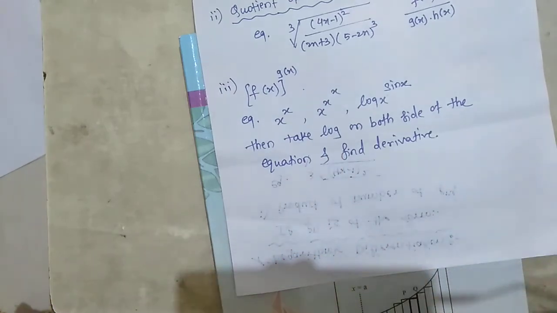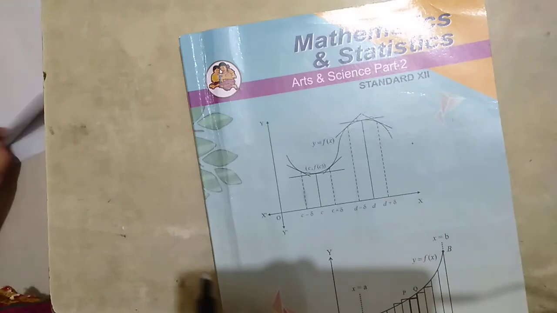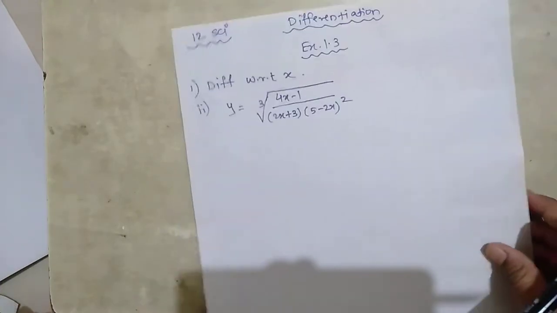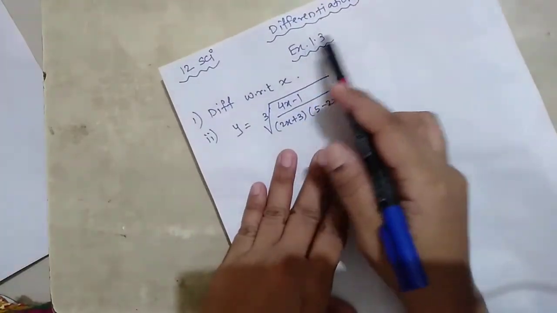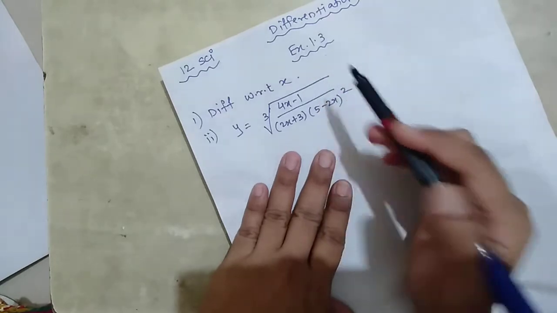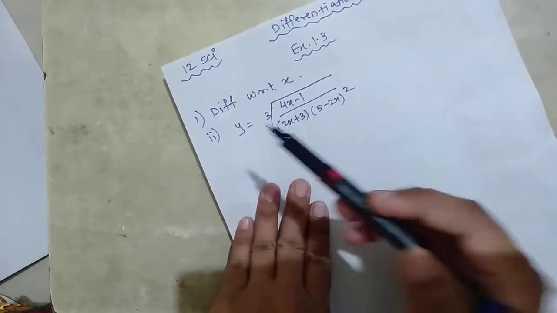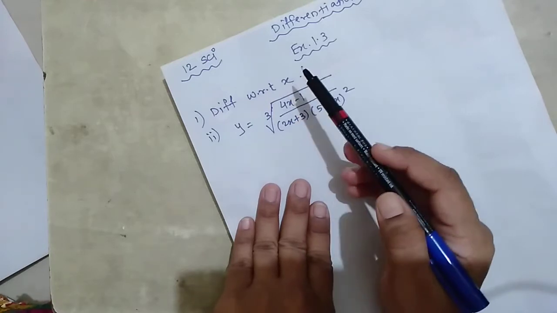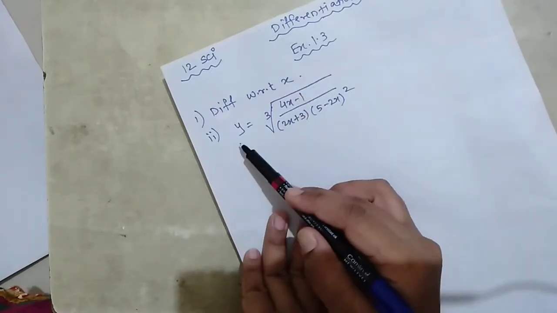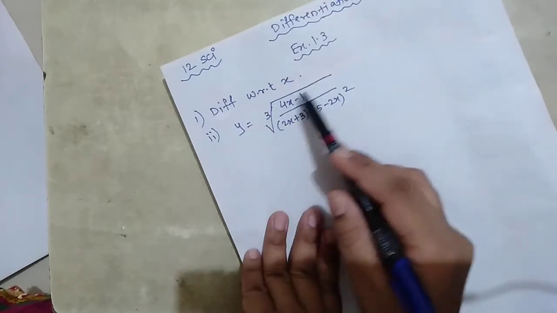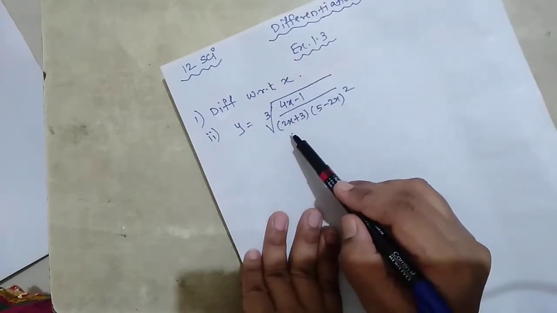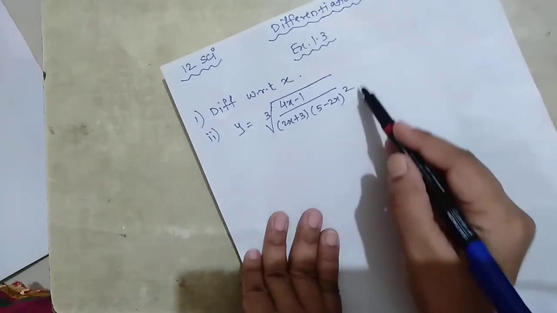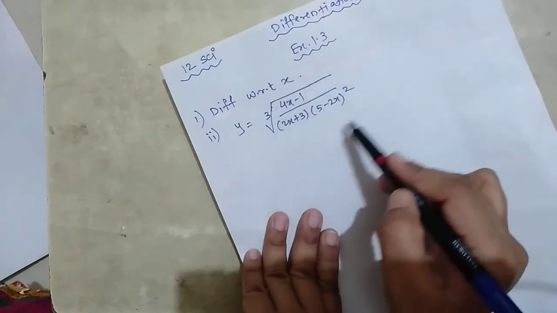Now I am going to start the differentiation chapter from the 12th science syllabus, exercise 1.3, which depends on logarithmic differentiation. Here, the first problem says differentiate with respect to x, which means we have to find dy by dx. I have started with the second problem. y is equal to cube root of (4x minus 1) divided by (2x plus 3) into (5 minus 2x) bracket square. This is a quotient of functions.